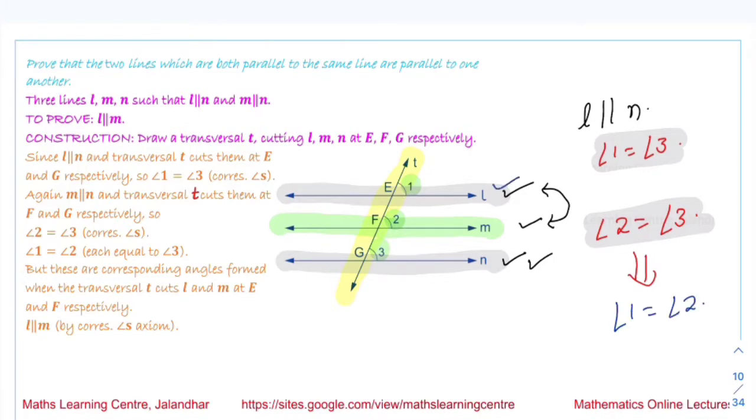So for the lines L and M, this T is a transversal, and angle 1 is equal to angle 2. Angle 1 and angle 2 are corresponding angles, and corresponding angles are equal. And if corresponding angles between two lines are equal, then from the corresponding angle axiom, we know that the lines are parallel.